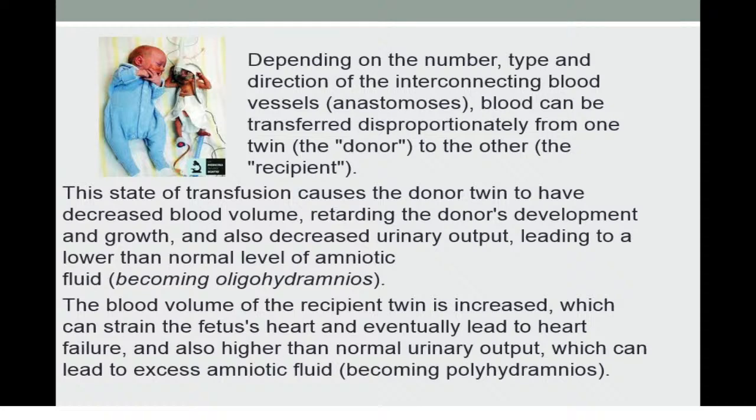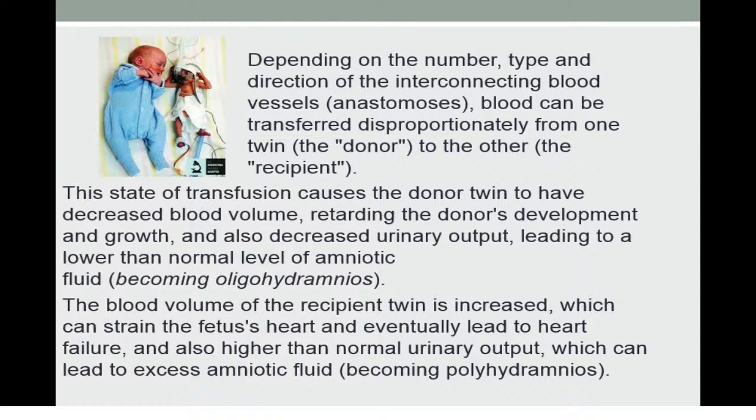Depending on the number, type, and direction of the interconnecting blood vessels, anastomosis, blood can be transferred disproportionately from one twin, which is the donor, to the other, which is the recipient. In this picture, the comparative size and condition of donor and recipient are shown.